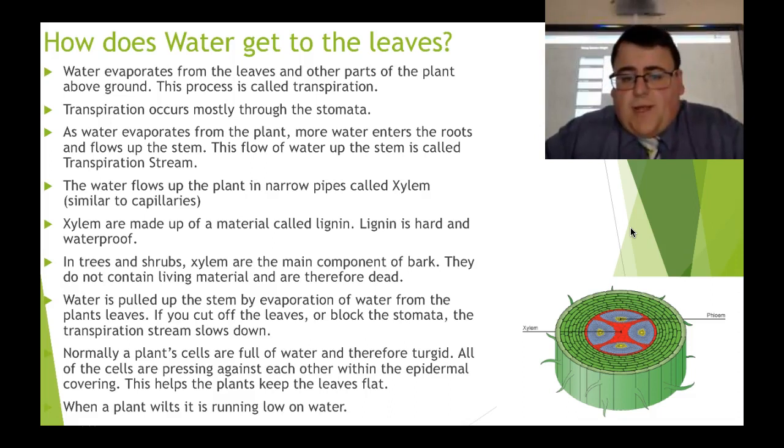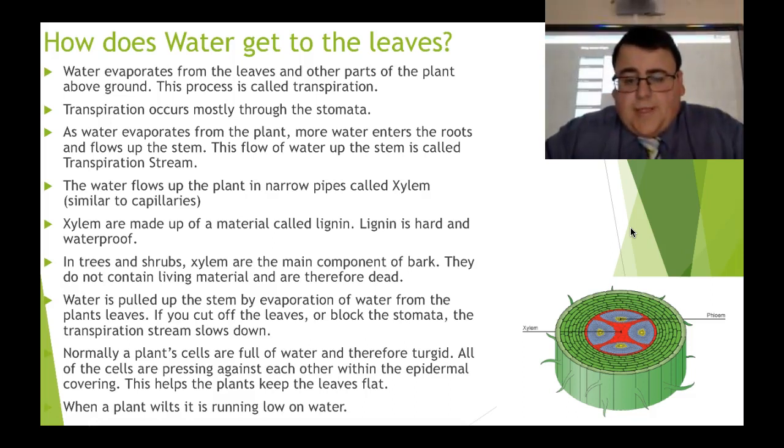That water flows up the plant into narrow pipes called xylem, which we looked at before, which are very similar to the capillaries in the human body. The xylem are made up of a very light material, it's very hard as well, and waterproof, called lignin. In trees and shrubs, the xylem are the main component of the bark, and they don't actually contain living material, they're dead parts of the plant. Water, as it's evaporated, is being pulled up the stem through the plant leaves. If you cut off the leaves or you block the stomata, the transpiration stream will slow down or stop completely.